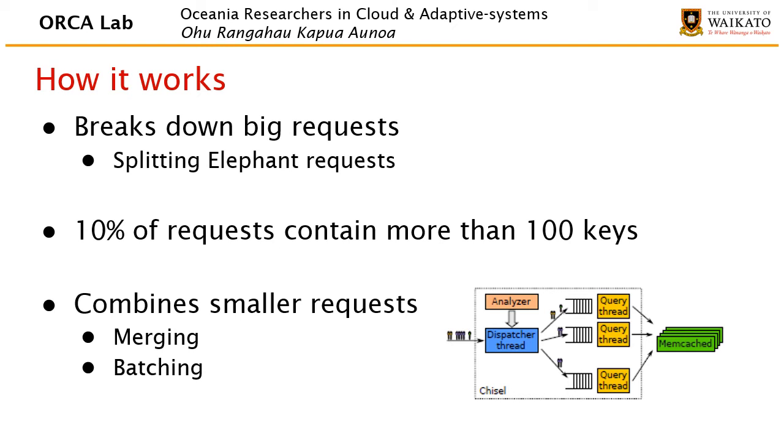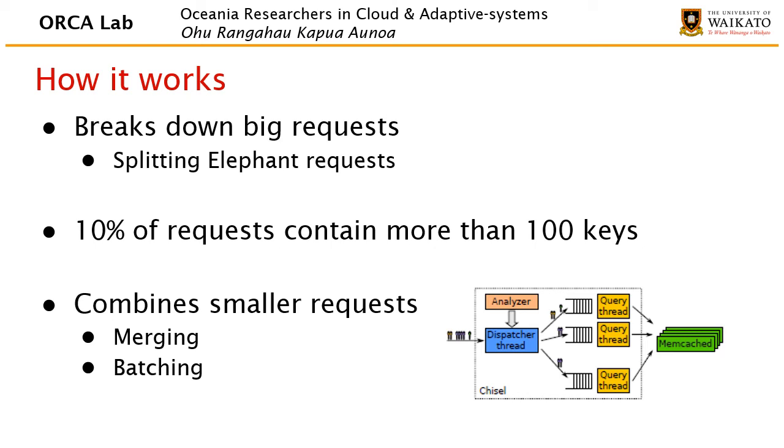It also combines smaller requests using techniques such as merging or batching. So for example, batching would be combining multiple keys within a single user request and sending them together, basically. A single user request can contain multiple queries that you want to be running, and it's quite a bit faster to batch them and send them all at once than to send them one by one independently.